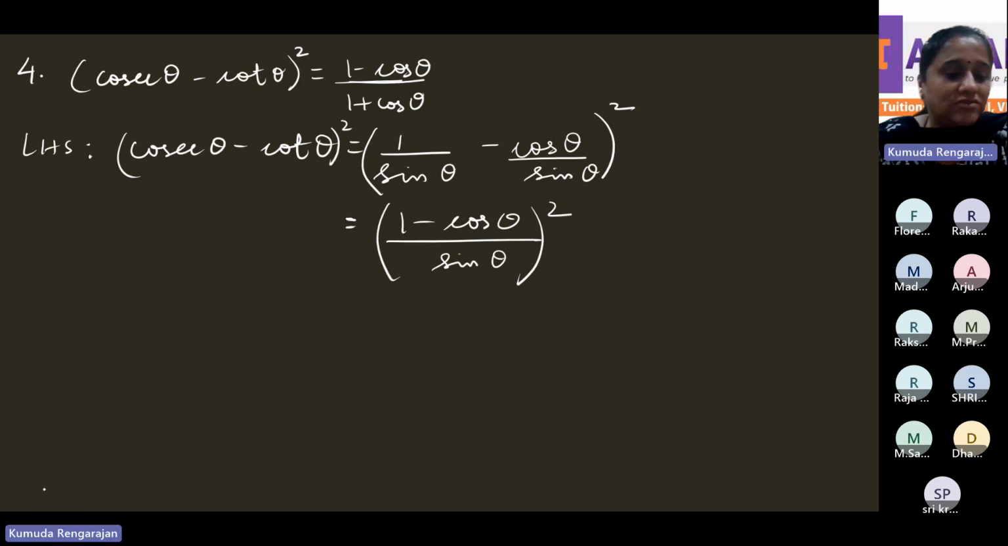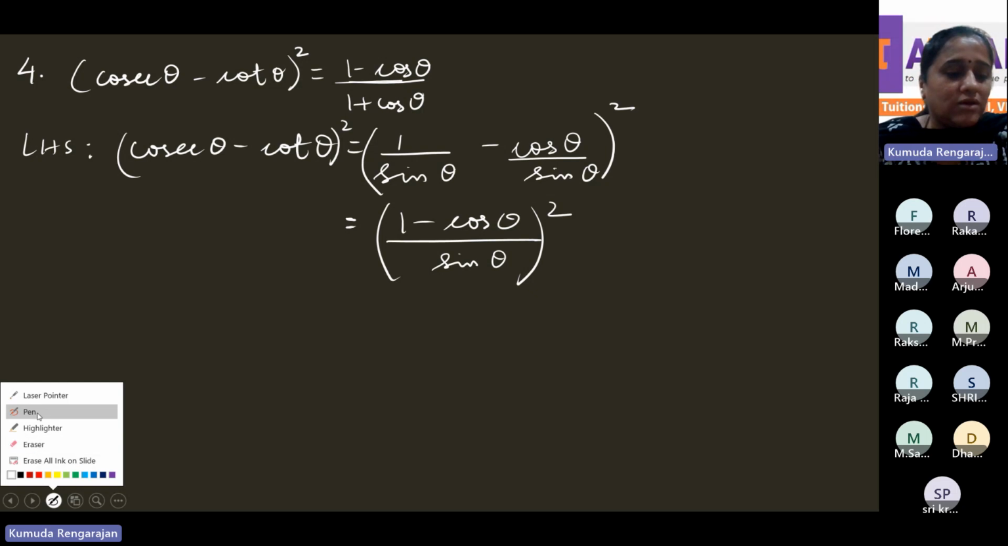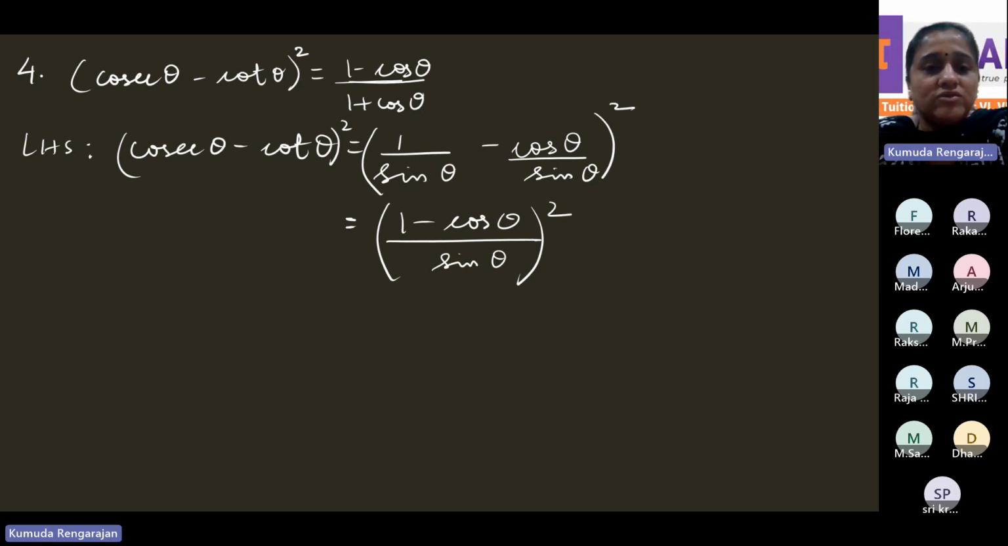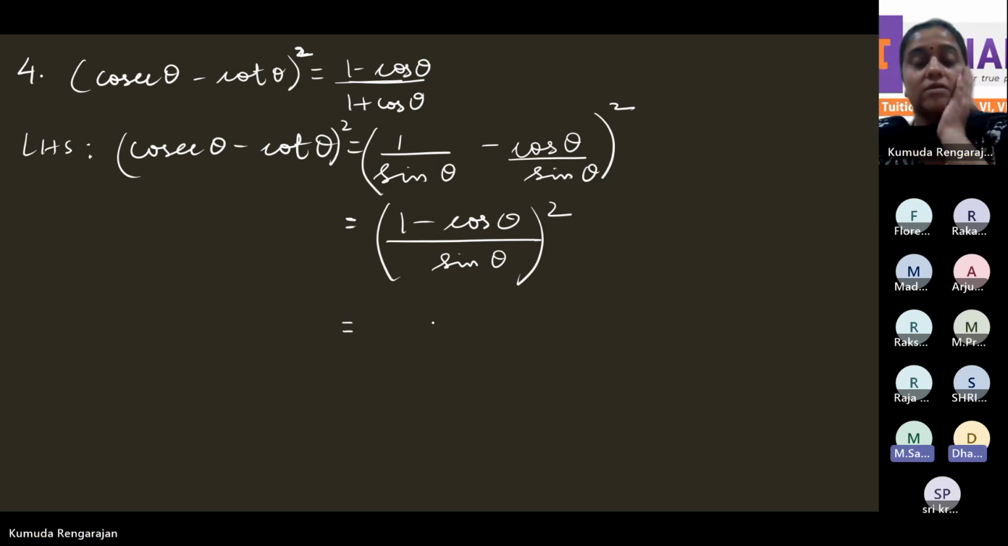Maybe I can start again for you. I forgot to put the square here. That's why I was a little baffled. So it's the same thing. All that you said, that whole square you'll have to just insert: 1 by sine theta minus cos by sine. Sine is the common denominator. 1 minus cos theta the whole square. Yeah, now next.